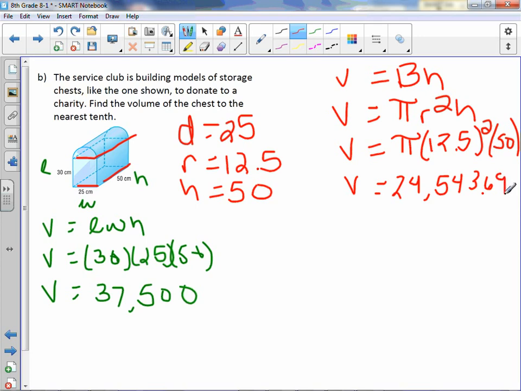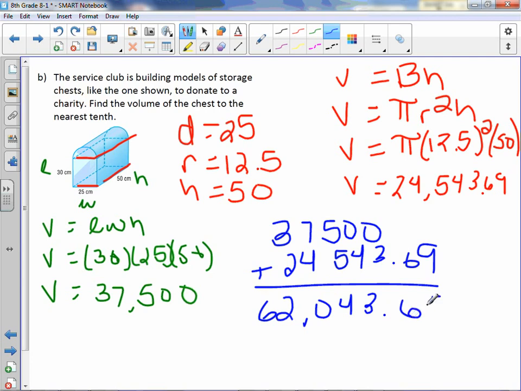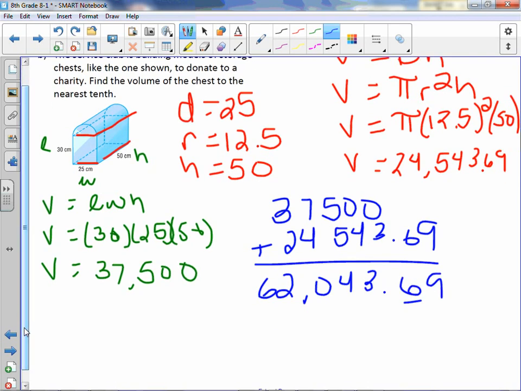Now this time we have two solids, so we are going to add them together. So 37,500 plus 24,543.69 gives us a total volume of 62,043.69. I'll round to the nearest tenth: 62,043.7 centimeters cubed.